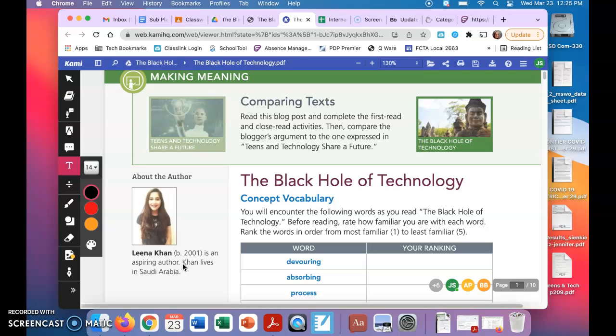We have pre-read the questions on page 217. We've read, close read, and annotated our text, The Black Hole of Technology. We have marked our keywords in our question and then marked where we saw those keywords in the text to help you locate the answers.